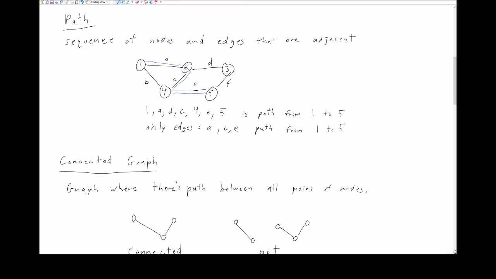Paths define connected graphs. A connected graph is any graph where there's a path between all pairs of nodes. So for example, this graph with 3 nodes and 2 edges is connected. Whereas this graph with 5 nodes and 3 edges is not connected because there's no path from this node to this node, for example.